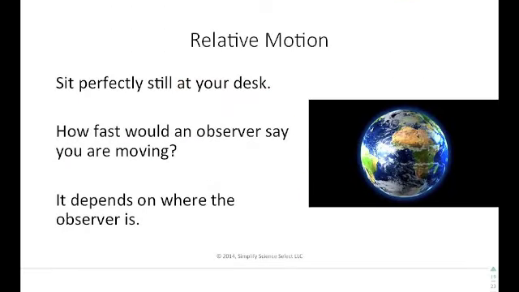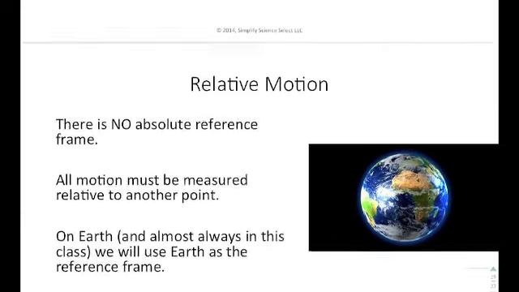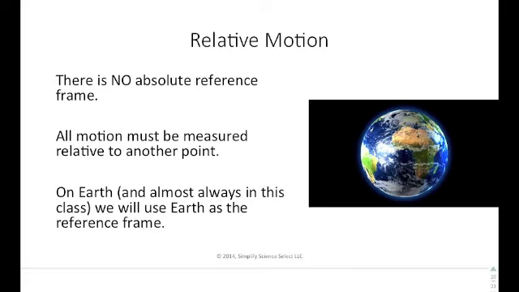The last thing we need to cover is the fact that all motion is relative. An example of that is if you sit perfectly still at your desk, how fast would an observer say you're moving? It actually depends on where the observer is. For example, if you're sitting at your desk and somebody walks by the room that you're in, you appear to be moving backwards to them, even though they know you're sitting at your desk. If somebody's observing you sitting at your desk from the moon, you appear to be moving very fast because the Earth moves pretty fast relative to the moon. So motion is relative to where you observe something from, and so there is no absolute reference frame.